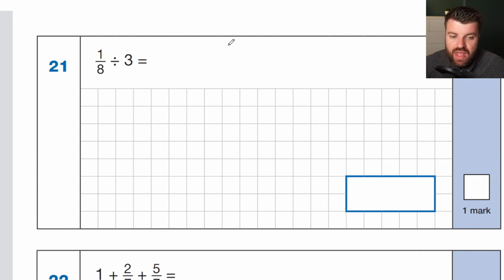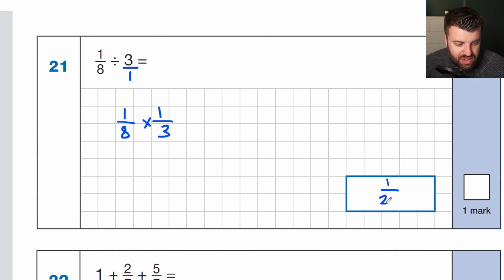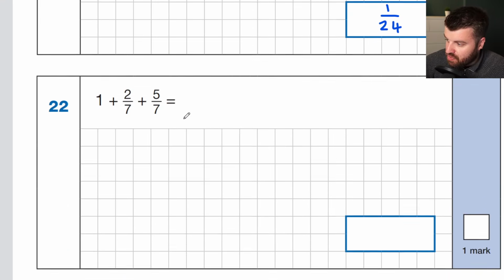Question 21. 1/8 divided by 3. Now if we think about this, 1/8 divided by 3, and 3 is just 3 over 1. Okay, that's what 3 is. It's 3 over 1. So what we can do here, we can change it into a multiplication because we can flip over 3 over 1 and then therefore we'd be multiplying. So this would be 1 over 3. Now we've got this, we know when we multiply 2 fractions together, it's really easy. 1 times 1 is 1, 8 times 3 is 24. So the answer to this question is 1/24.